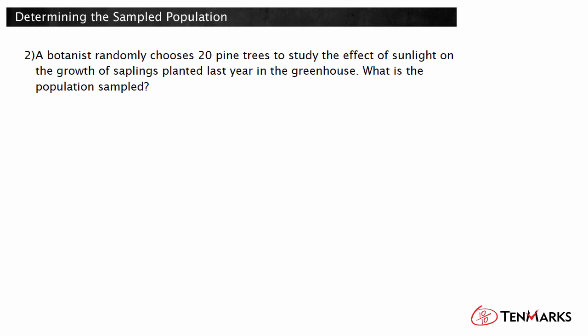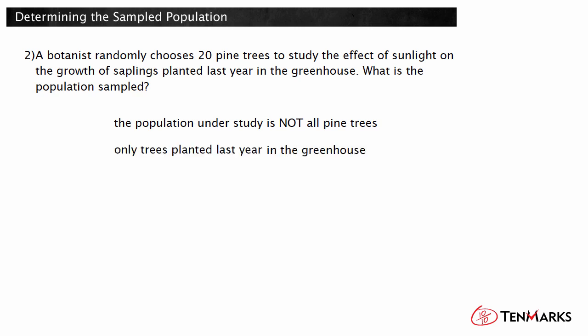Here, the botanist is studying the effect of sunlight on pine trees. However, she is only interested in a specific group of pine trees, the ones started in the greenhouse, and not all pine trees. The study is meant to measure the effect of sunlight only on the pine trees that were planted last year in the greenhouse. Therefore, the sample has to be selected from only the pine trees that were planted last year in the greenhouse. You can now identify the appropriate population for random sampling.